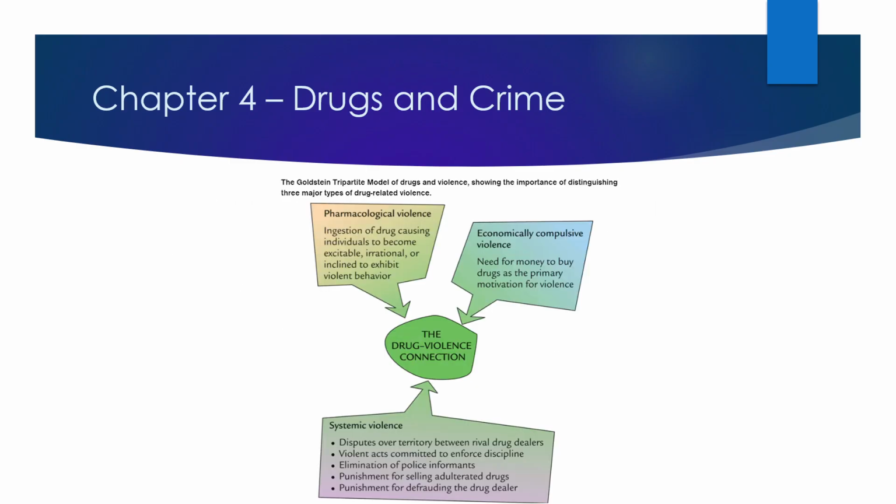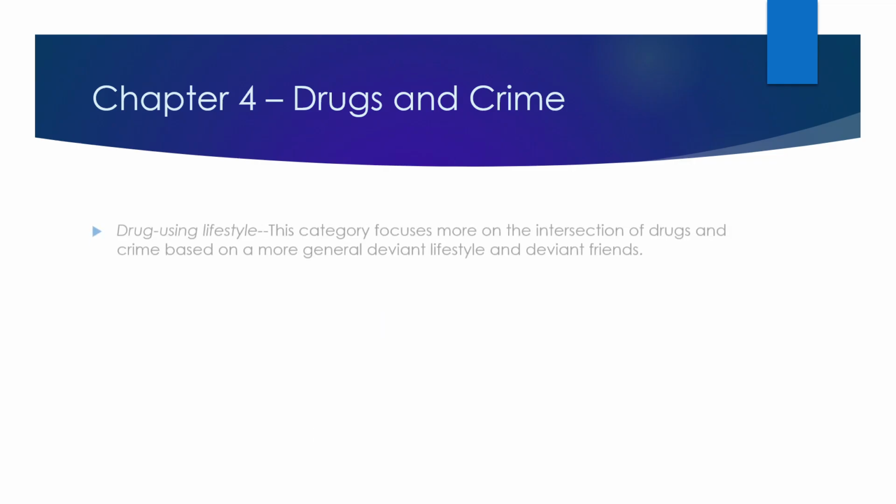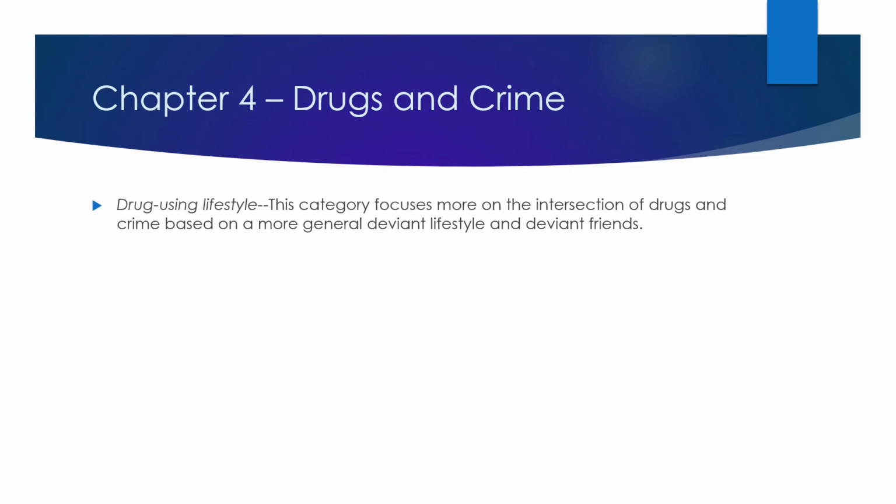Okay, so we've been over these two visuals. Let's move to the next one. Now, this is the third sort of area that they're covering for different ways of looking at how drugs and crime are connected, and here's lifestyle. By drug-using lifestyle, we mean the category that focuses more on the connection between drugs and crime based on a more general deviant lifestyle and deviant friends.